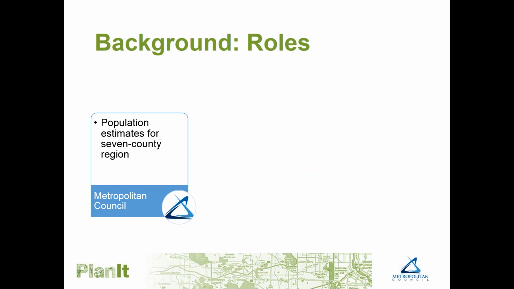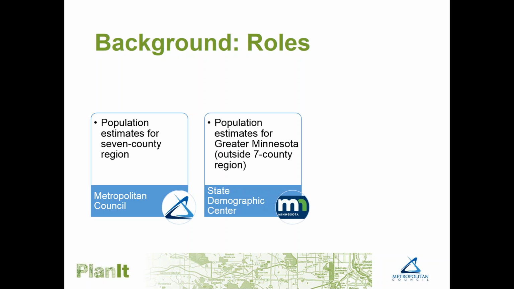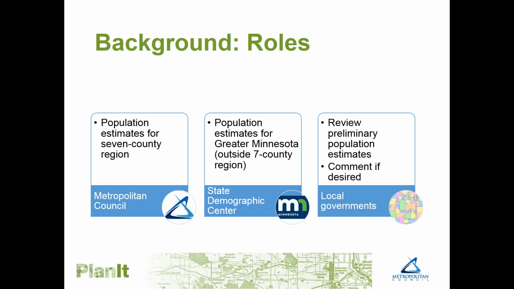Most broadly, state law sets forth specific roles for different levels of government. It directs the Metropolitan Council to calculate these estimates for every community in the 7-county Twin Cities region. For every other city and township in the state, in greater Minnesota that is, the State Demographic Center calculates estimates. And then for local governments, that is cities and townships, they have their own role to play. State law establishes a period during which cities and townships can submit comments on or challenges to these estimates. I'll say more about that later in today's webinar.